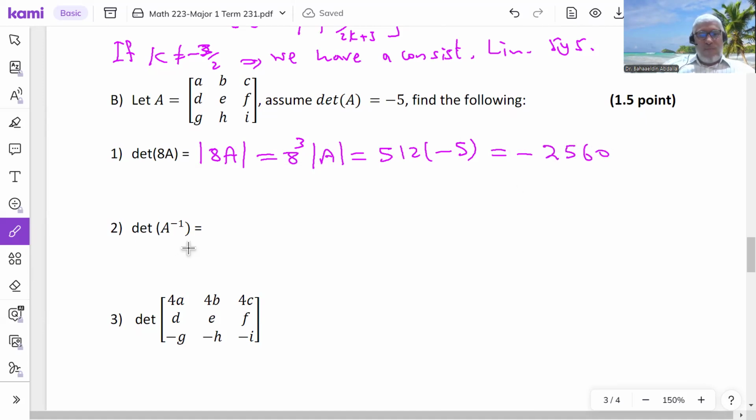-2560. Determinant of A inverse is 1 over determinant A. So it's 1 over -5. That's the rule.